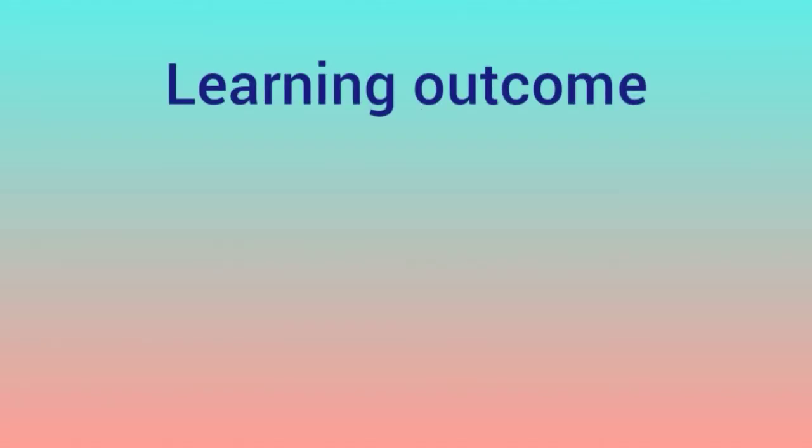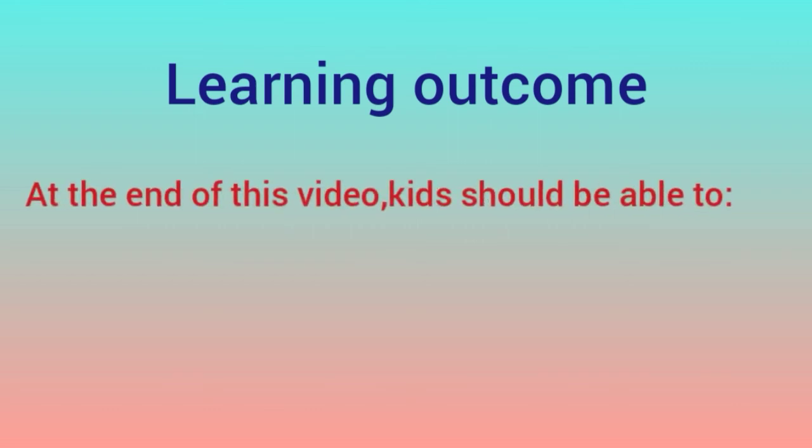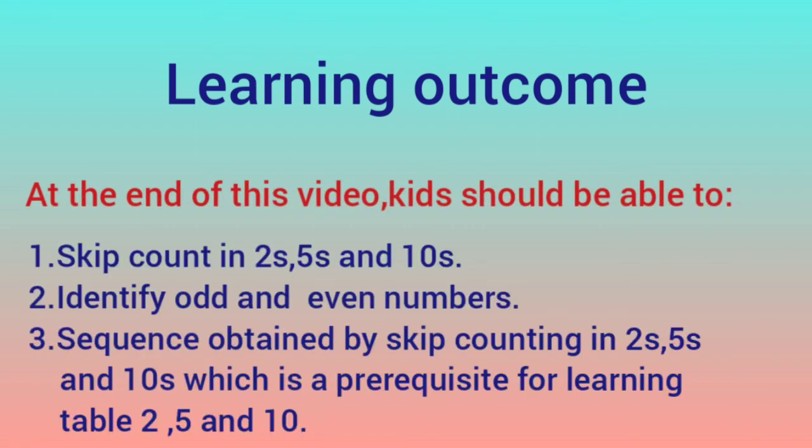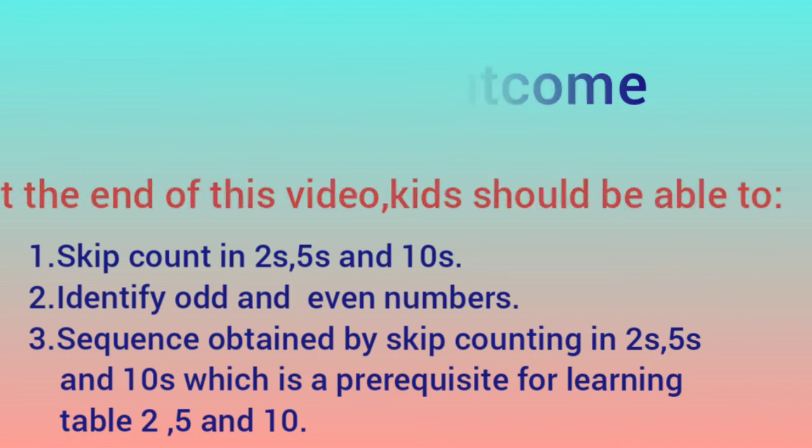So let's see the learning outcome of skip counting. At the end of this video, kids should be able to skip count in 2s, 5s and 10s, identify odd and even numbers, and they should be familiar with the sequence obtained by skip counting in 2s, 5s and 10s, which is a prerequisite for learning table 2, 5 and 10.